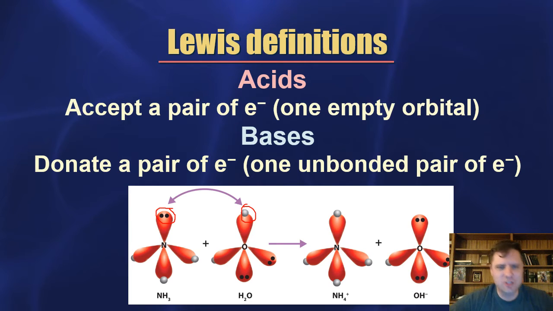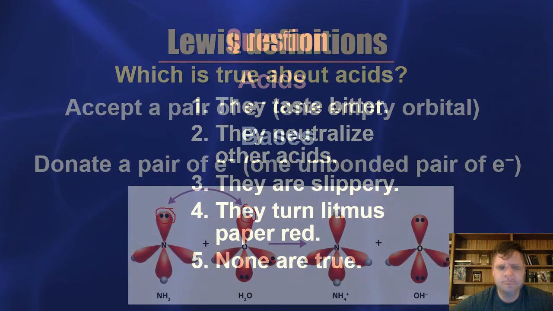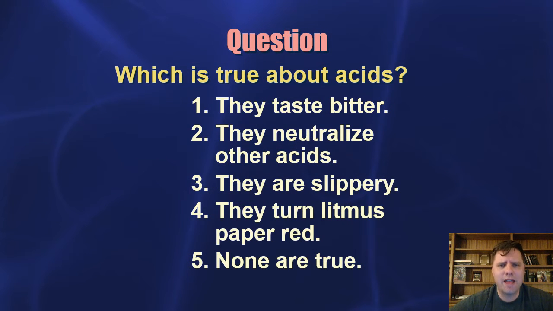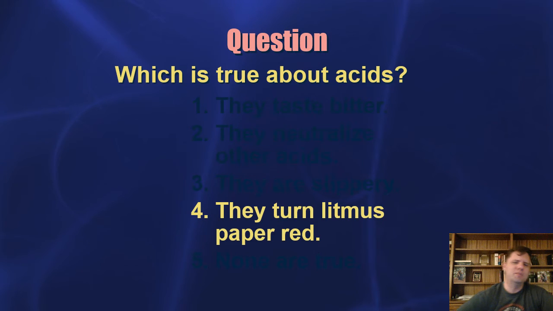And so another way of looking at this is by looking at who accepts a pair of electrons and who donates the pair of electrons. So bases are those that donate a pair of electrons, and acids are the ones which accept a pair of electrons. So what is true about acids? What do you think about this? That's right, they turn litmus paper red.